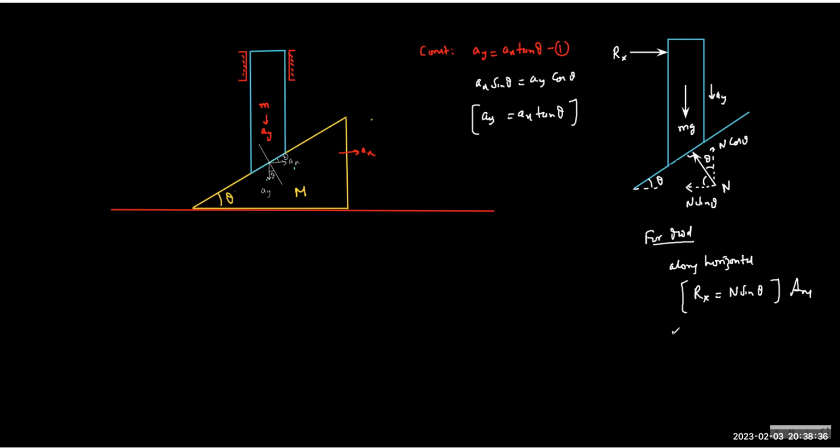Along the vertical, it is accelerating. So Rugved, tell me what we should write. What is the net force acting in the direction of motion? Yes: mg minus N cos theta equals ma. Do you all agree?